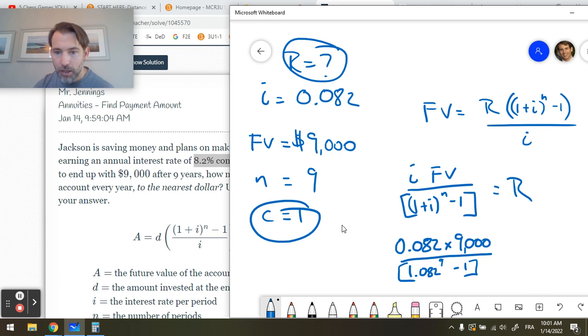All right, and that's how much, Jackson, you're going to need to save per year to have $9,000 in 9 years, earning 8.2% interest. Why didn't they just make it 9% interest? And we could have had a lot of nines in this question. That would have been super cool. Maybe it's not cool.